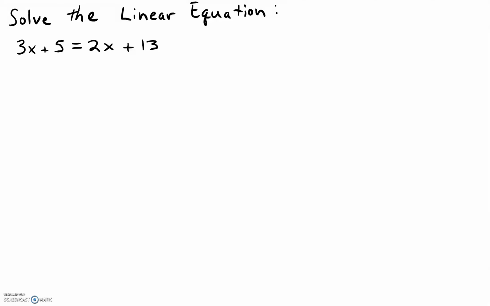In this video, we're going to look at solving the linear equation 3x plus 5 equals 2x plus 13. So anytime we're solving an equation, we want to isolate the variable. We want to get it on one side of the equal sign completely by itself.